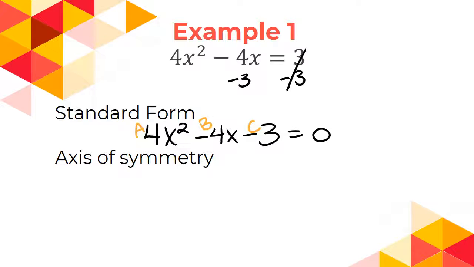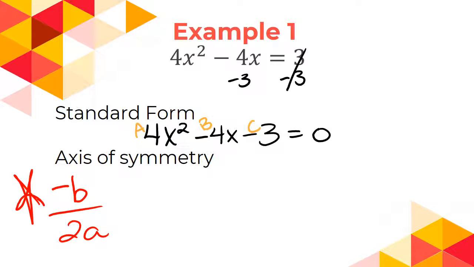To find my axis of symmetry, this is a formula you are going to have memorized. The formula is negative b over 2a. Again, you need to have this memorized. We've created lots of different ways in our notes and note cards and previous videos to help us remember this.